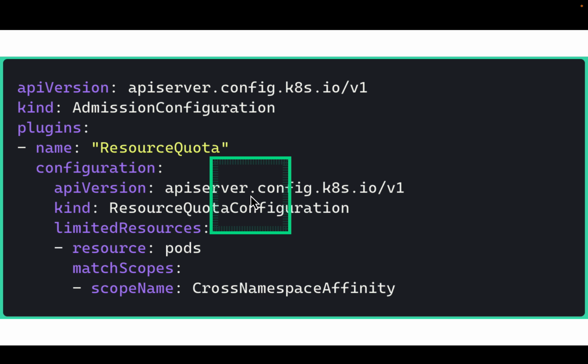So if operators want to disallow using namespaces and namespace selector by default and only allow it for specific namespaces, they could configure cross namespace affinity as a limited resource by setting the kube-apiserver flag, admission control config file, to the path of this configuration file. With the above configuration, pods use namespaces and namespace selectors in pod affinity only if the namespace where they are created has a resource quota object with cross namespace affinity scope and a hard limit greater than or equal to the number of pods using those fields.